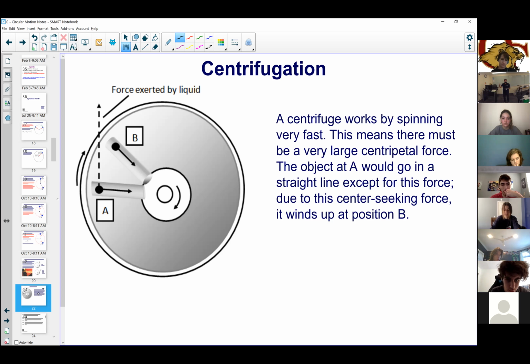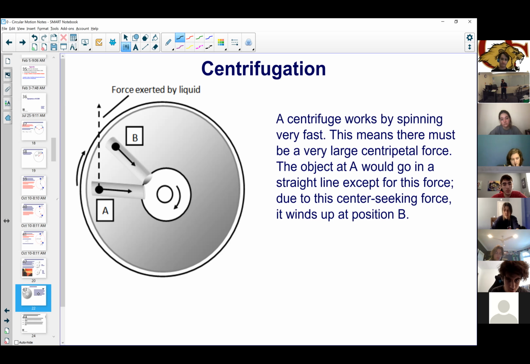The more mass they have, the more inertia. The more inertia they have, the further down the test tube they separate. So this is why they separate out blood components, because the platelets and the blood cells and the plasma all have different densities, and so they separate at different depths in the test tube, because the ones with the most mass have the most inertia, and they end up at the bottom. But it's their inertia that forces them to the bottom, not a centrifugal force.